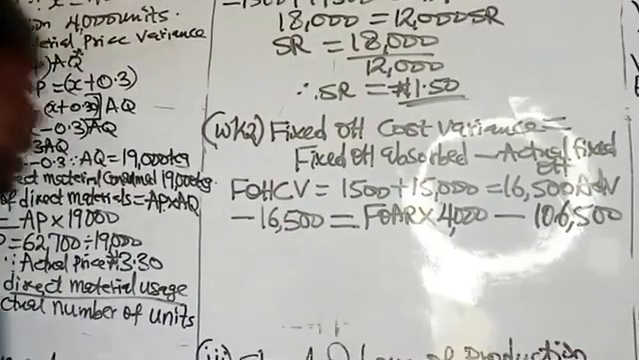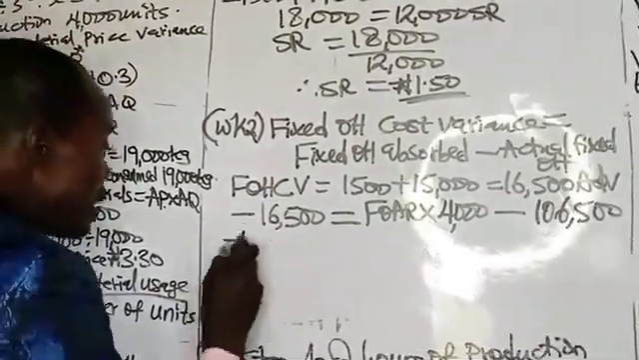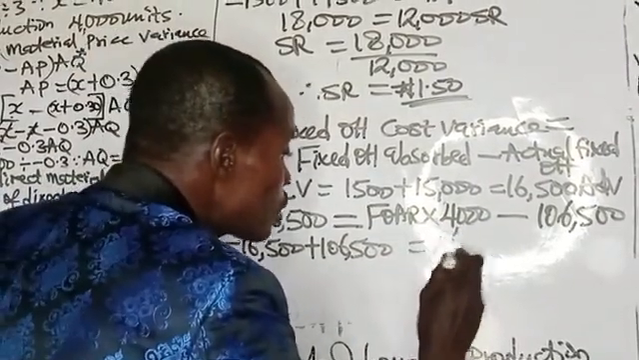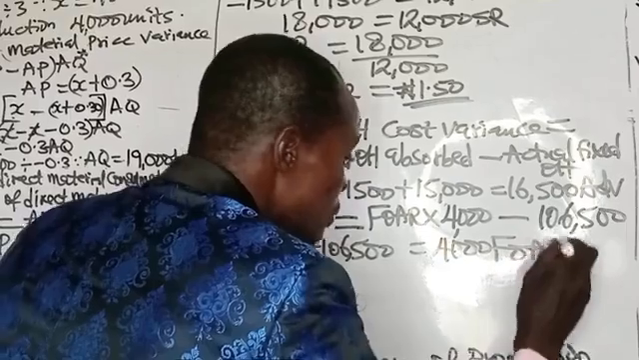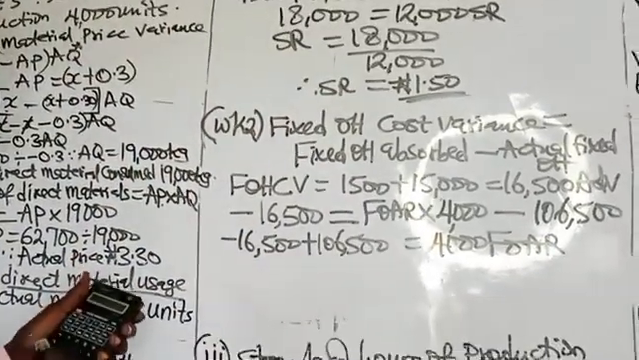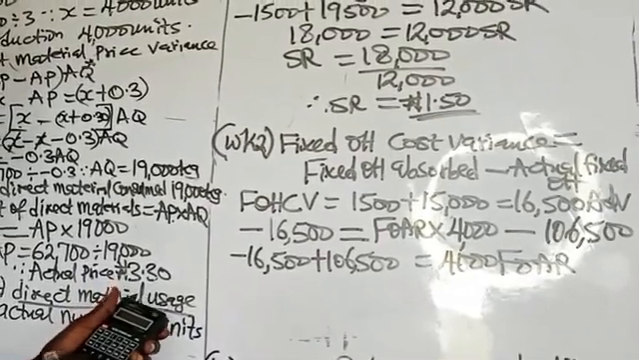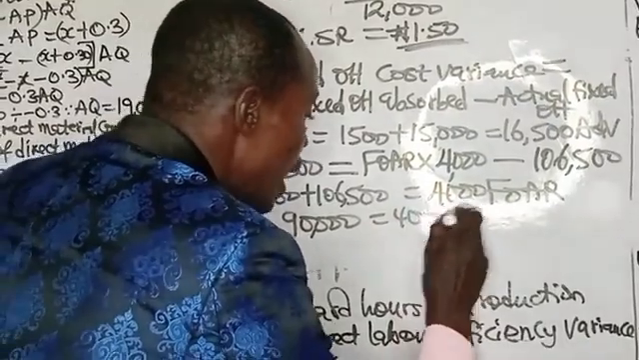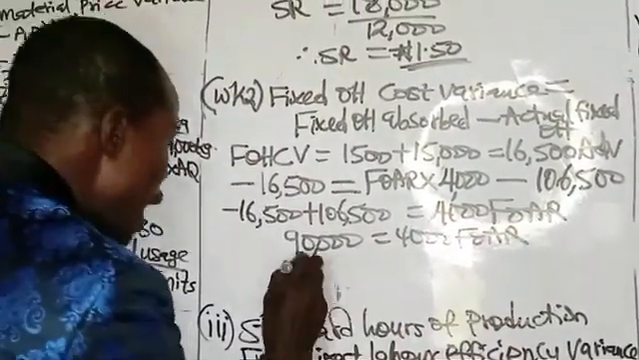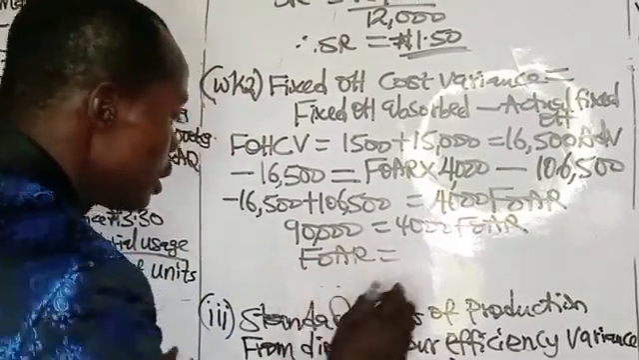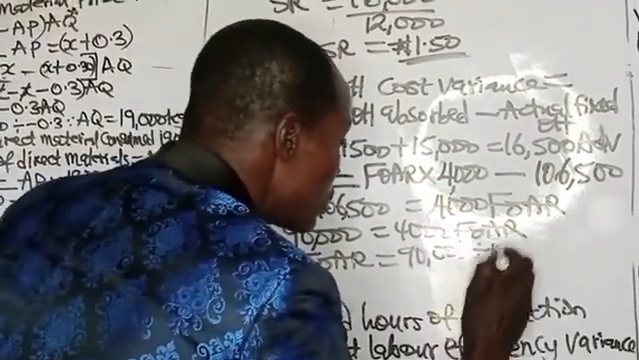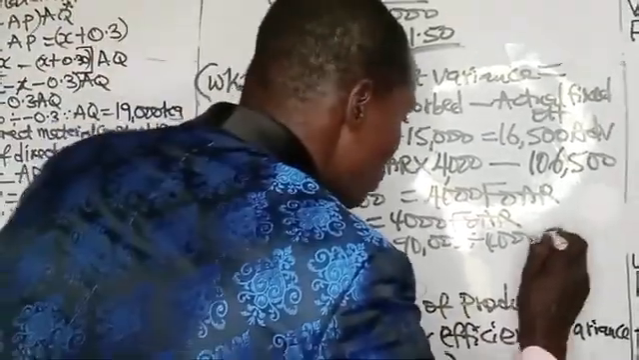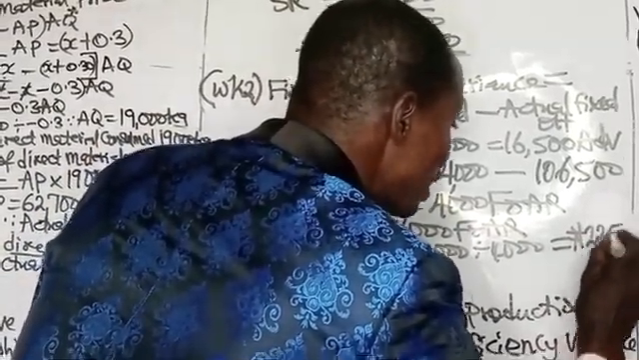So minus 106,500. You collect the like terms. This and this are like. Minus 16,500 plus 106,500 equal to 4,000 fixed overhead absorption rate. Minus 16,500 plus 106,500 gives us 90,000 equals 4,000 fixed overhead absorption rate. So our fixed overhead absorption rate will be 90,000 divided by 4,000. That gives us 22.5, 22 naira 50 kobo. That is the fixed overhead absorption rate.